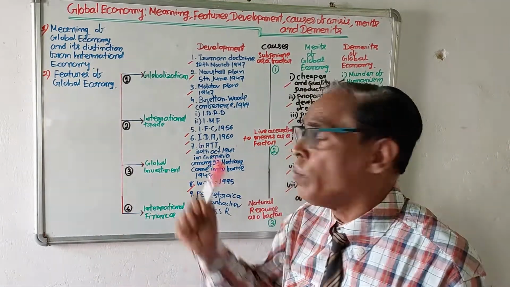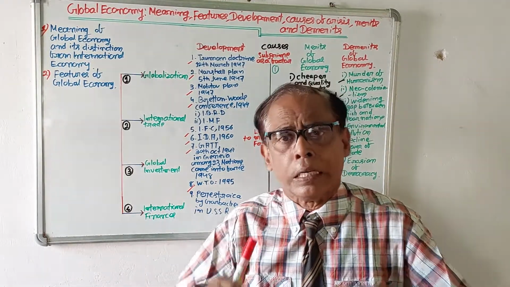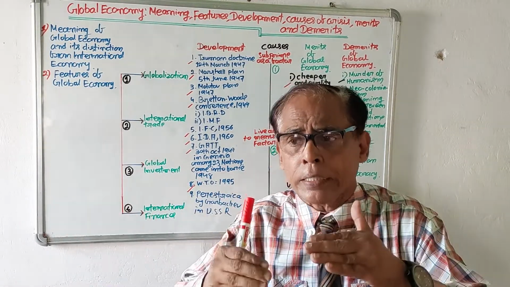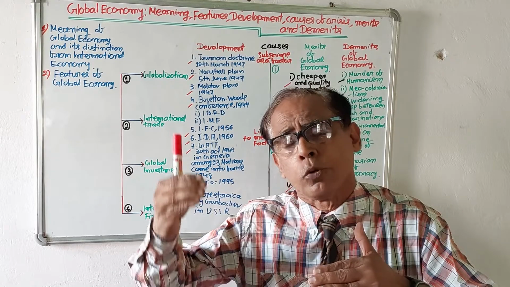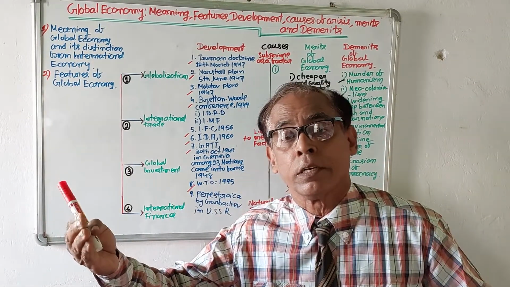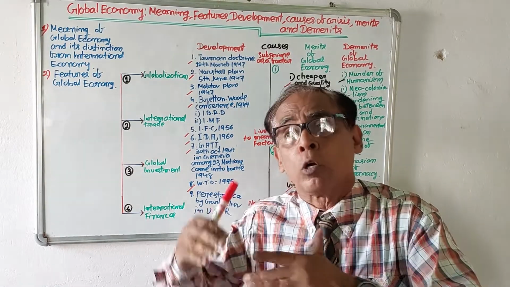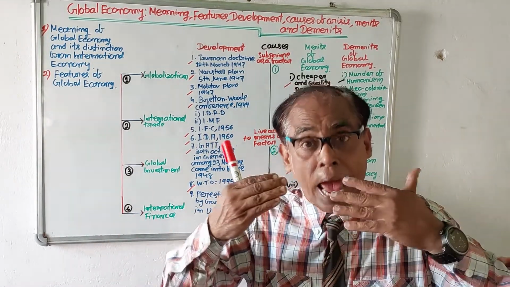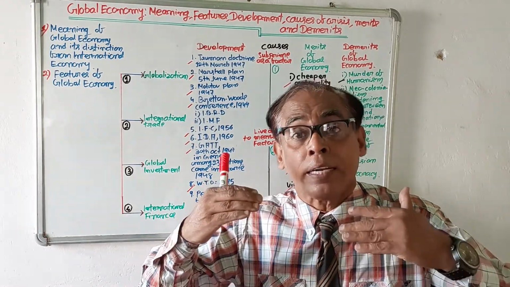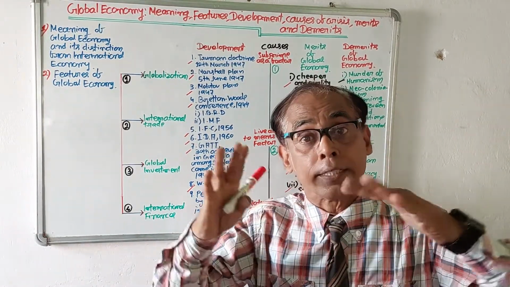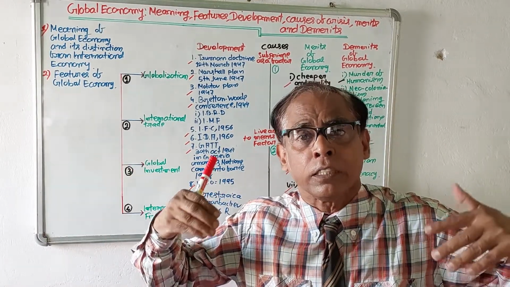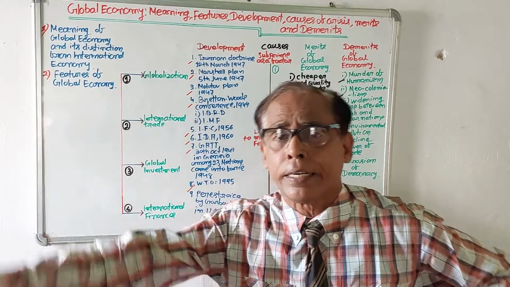Number 2, there will be international trade. In global economy, there will be free trade. Every nation will have trade relationship with other nations. Every nation can make trade relations with other nations. Every nation can export to other countries what it has access. And every country can import from other country what it lacks. There will be international trade. There will be free trade. Every country is free to make trade with any country.